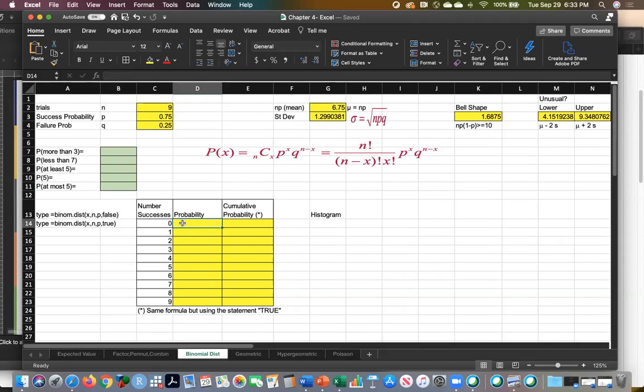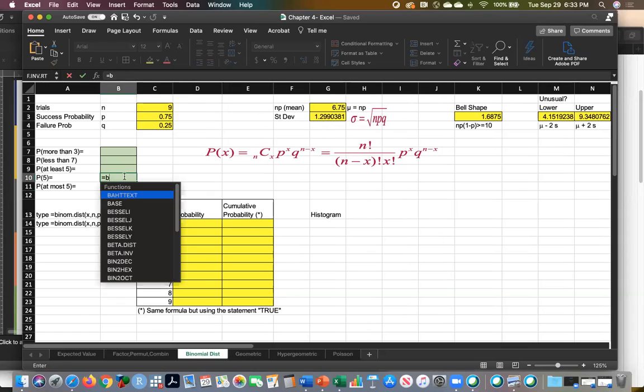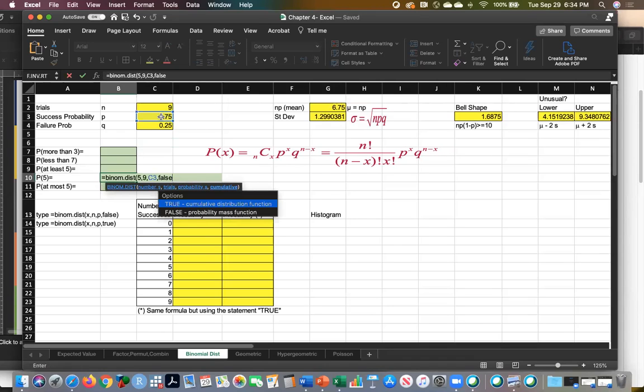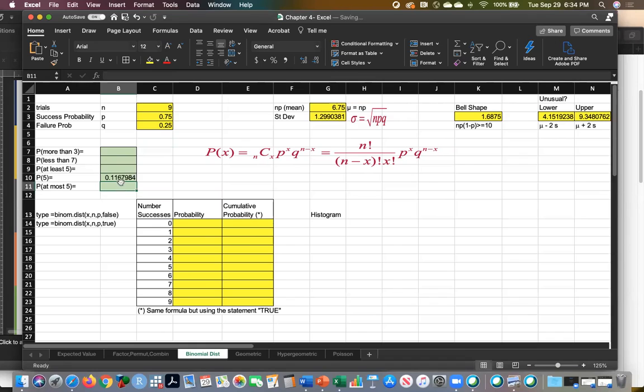I can do the following. I can do equal binom dot dist, following this formula. Open parentheses, the number is going to be 5. The trials are going to be 9. And then the probability is going to be 0.75, and cumulative is going to be false. Why false? Well, I want to know what is the probability of 5, right?